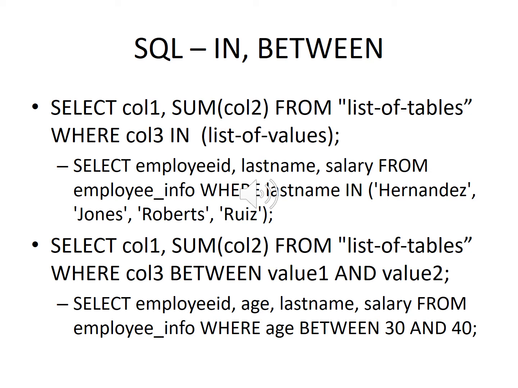So SELECT employee ID, last name, salary. We'll select those pieces of information FROM the employee info table WHERE, and now you're specifying the condition, last name IN, and then you parenthetically include strings with the last name values for those employees: Hernandez, Jones, Roberts, and Ruiz. So this will return employee ID, last name, and the salary just in the rows where the last name fits one of these last names.